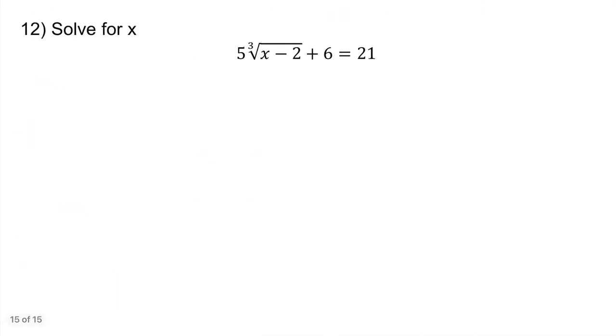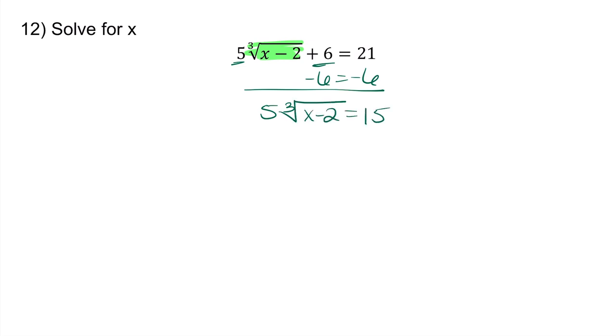Okay, so in this problem, it wants us to solve for x. So remember, what we need to do is get that cube root by itself, right? You can see here's the cube root. It's not by itself, so I'm going to work on moving all this stuff I have around it. So I'm going to start off with the add or subtract. So I'm going to go ahead and subtract 6 from both sides. So I have 5 times the cube root of (x - 2) equals 21 minus 6, which is 15.